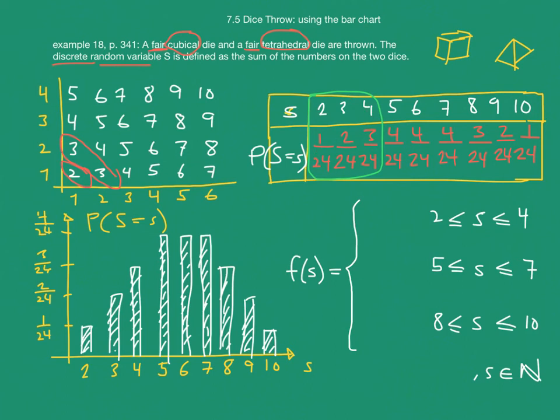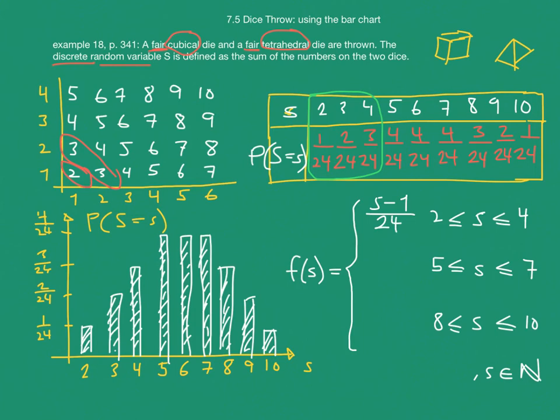Okay, so it seems like we have a sort of pattern here where if you take S and you subtract 1, then you get the numerator for that fraction underneath. So 2 minus 1, that's going to be 1. And if we divide that by 24, then we get the function value.